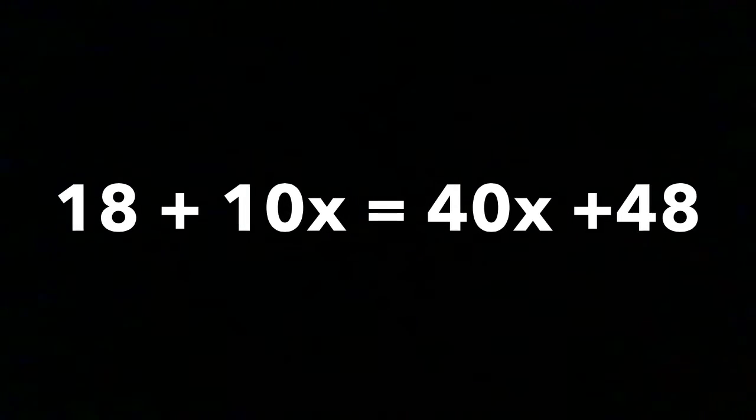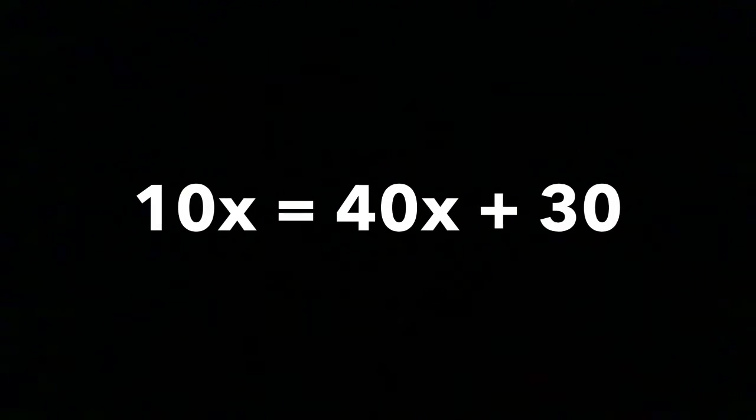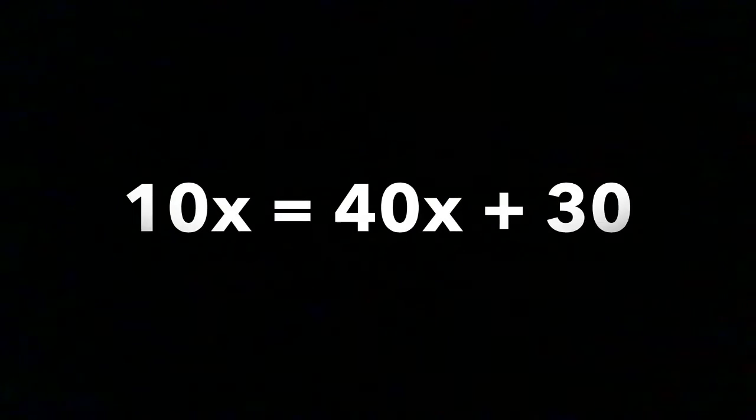To eliminate the numbers, you have to use inverse operations. So minus 4x, the inverse of that would be plus 4x. So you add 4x to 6x because 6x and 4x are like terms. So 6x plus 4x is 10x. And then the new equation is 18 plus 10x equals 40x plus 48. Then you have to use inverse again, and positive 18 becomes negative 18, so you subtract 18 from 48. And then 48 minus 18 is 30, so the new equation is 10x equals 40x plus 30.